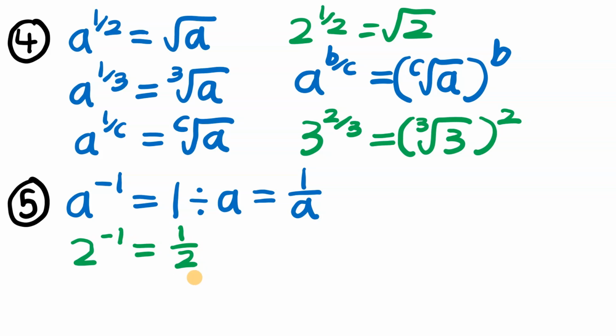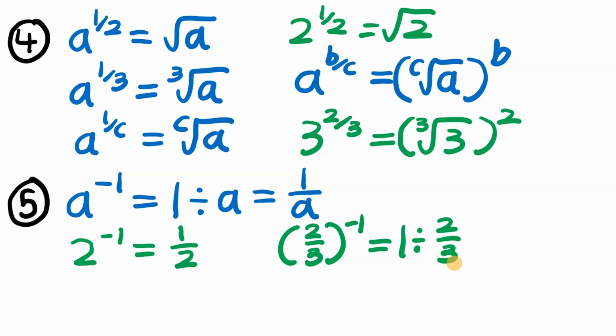I just want to show specifically what happens if you have a fraction in this case. So let's say that we had 2 over 3 to the power of minus 1. So this is going to be 1 divided by 2 over 3. Remember, when you divide by a fraction, you can flip the fraction. So 1 divided by 2 over 3 is equal to 1 multiplied by 3 over 2. We flip the fraction here, and then 1 times 3 over 2 is equal to 3 over 2. So when you do a fraction to the power of minus 1, it flips the fraction.